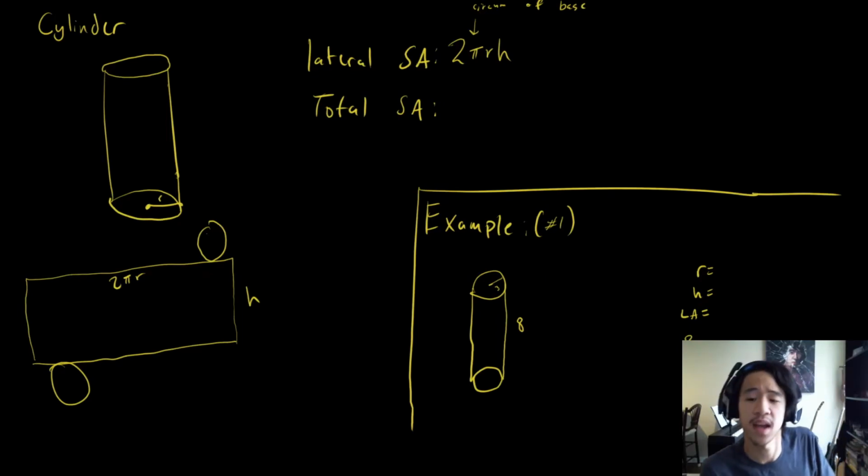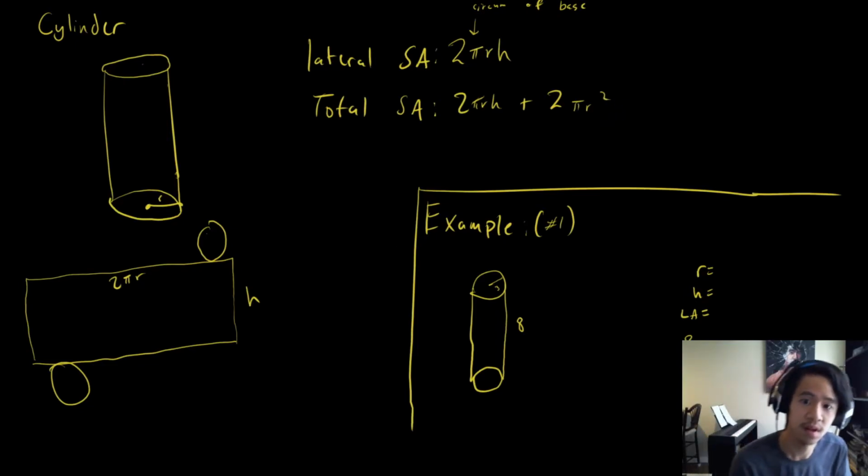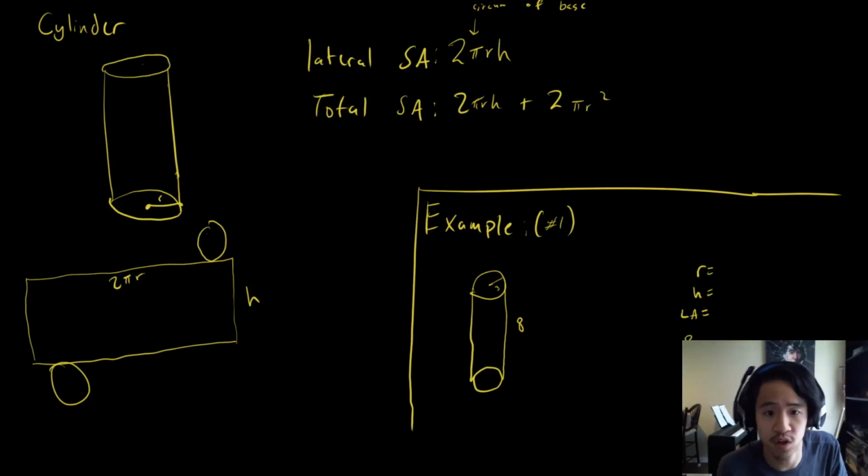All right, and the total surface area is going to be our lateral, so 2 pi r h, plus the area of the bases. So that's going to be 2, since we got a top circle and a bottom circle, so there's 2 circles. So 2 times pi r squared. So a lovely formula, 2 pi r h plus 2 pi r squared. All right, so let's go ahead and do this example.